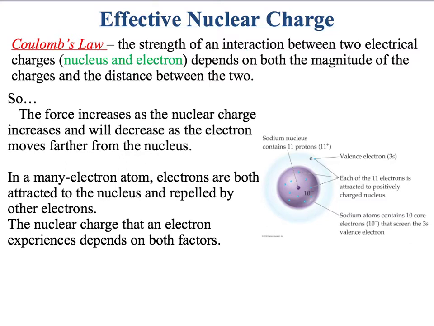So if you think of an atom that has many electrons, then you can realize that the electrons are going to be attracted to that nucleus, because that means it has a lot of protons, and so that negative charge is attracted to the positive charge. But at the same time, these electrons, the farther they are out, the more they are being repelled by the electrons surrounding them. So it's kind of a give and take relationship. And so the nuclear charge that an electron experiences is really dependent on both factors.